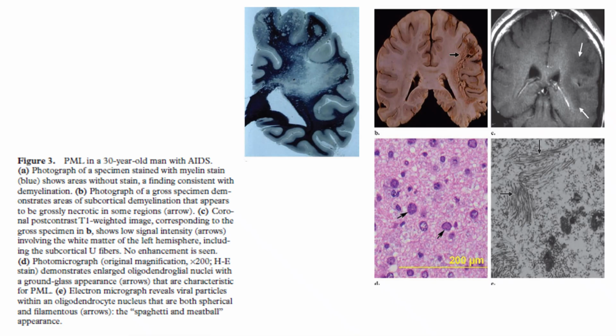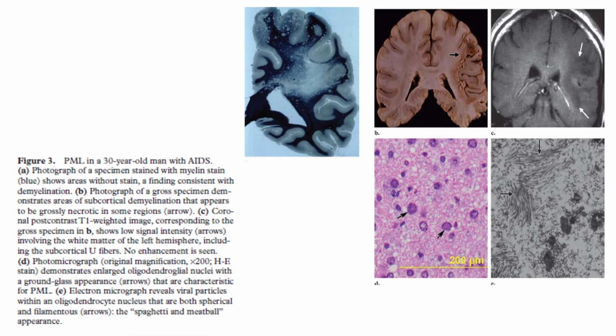The first image is a photograph of the specimen stained with the myelin stain. It shows an area without stain, finding consistent with demyelination. Second photograph of a gross specimen demonstrates an area of subcortical demyelination that appears to be grossly necrotic in some regions. Third image, coronal post-contrast T1 weighted image corresponding to the gross specimen in B. It shows low signal intensity involving the white matter of the left hemisphere, including subcortical U fibers. There is no enhancement seen here.